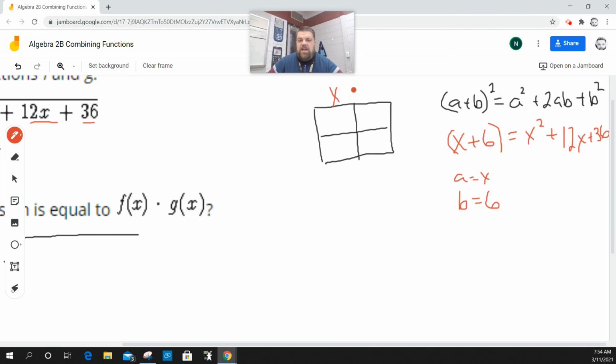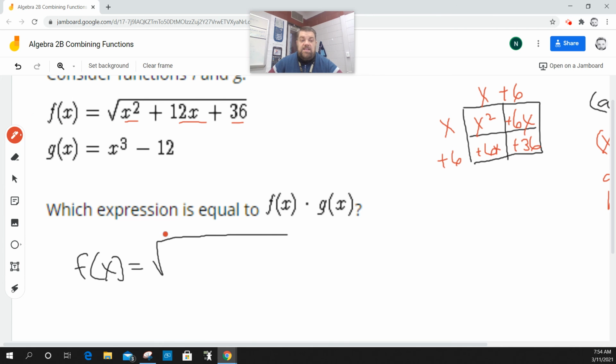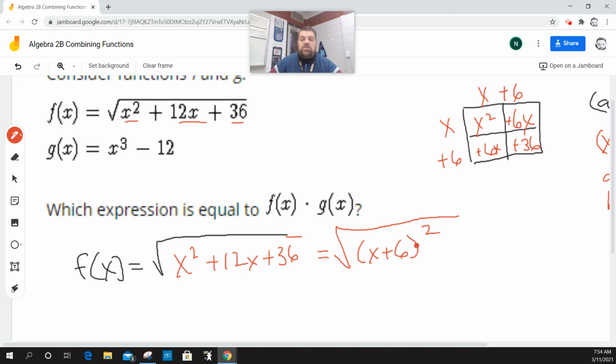So in other words, x plus 6 times x plus 6 is equal to x squared, 6 times x is 6x plus another 6x plus 36. So what that lets me do then is I can say that x squared plus 12x plus 36 is the same as the square root of x plus 6 squared. Well, when I take the square root of a square, f of x is equal to x plus 6.